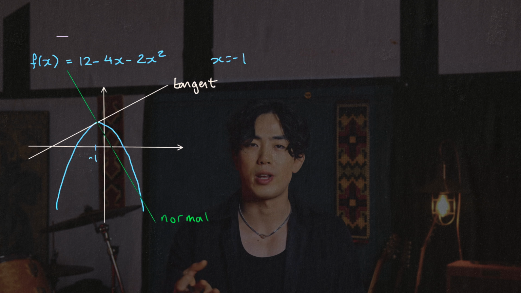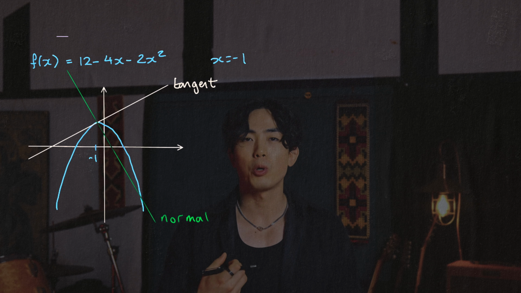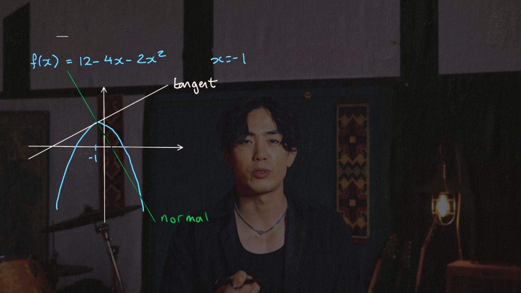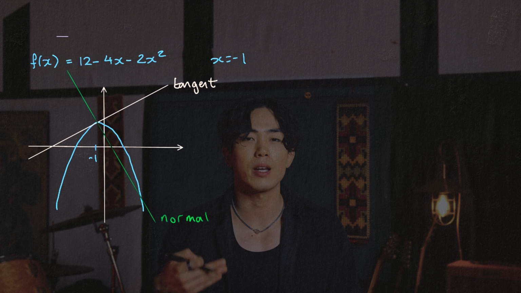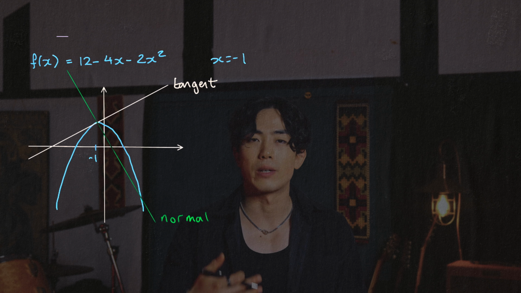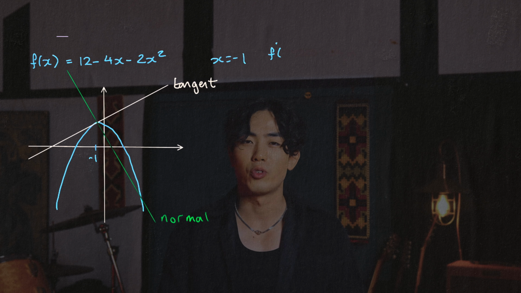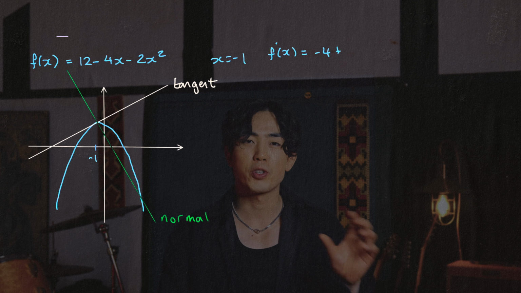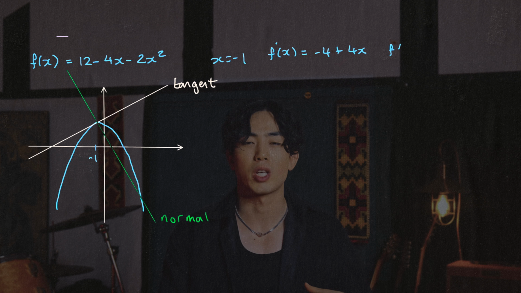Let's say I have the function f of x is 12 minus 4x plus 2x squared, and I want to find the equation of the lines for the normal and the tangent at x is negative 1. First things first, I differentiate. f prime of x will give me minus 4 plus 4x. I substitute x is negative 1 into it, which will give me the gradient as negative 8.